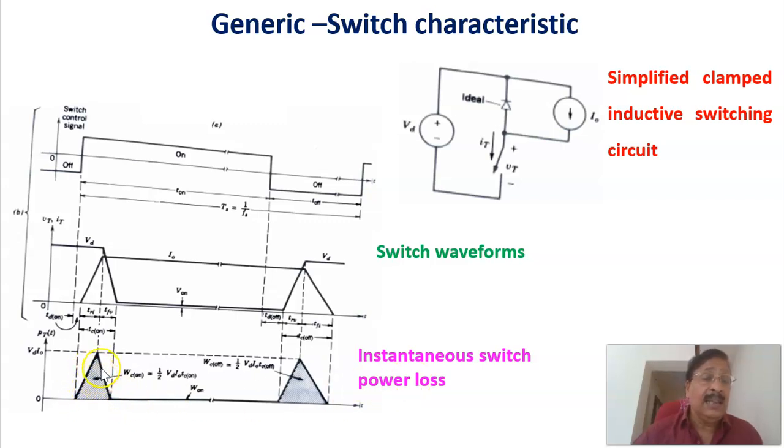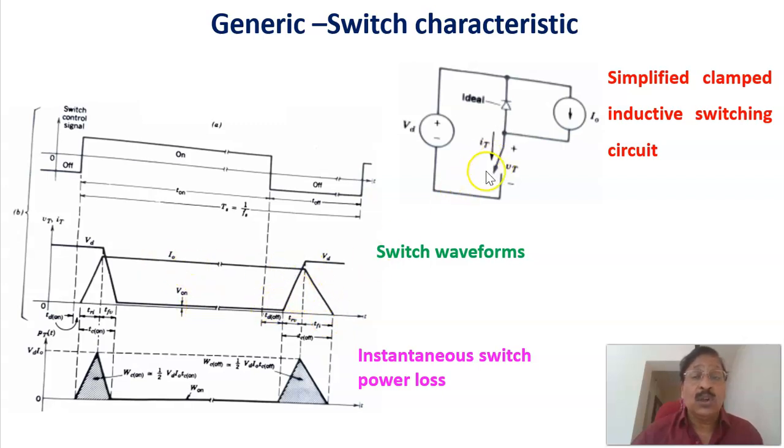The area under this represents the switching loss during the on period, that is, the power loss represented by the area of this triangle. Similarly, when the switch is on, the voltage across the switch is equal to V on, and the current through the switch is equal to I on. Of course, the magnitude of this is very small, so the loss during the on period is negligibly small. And again during the off period, you can see that the voltage is building up.